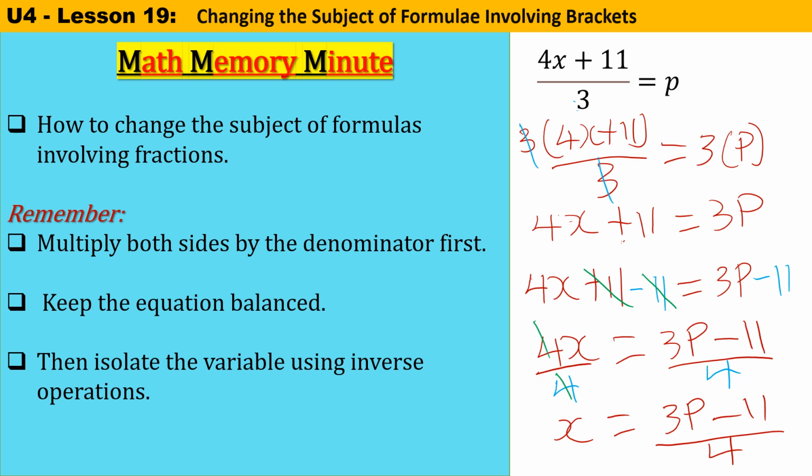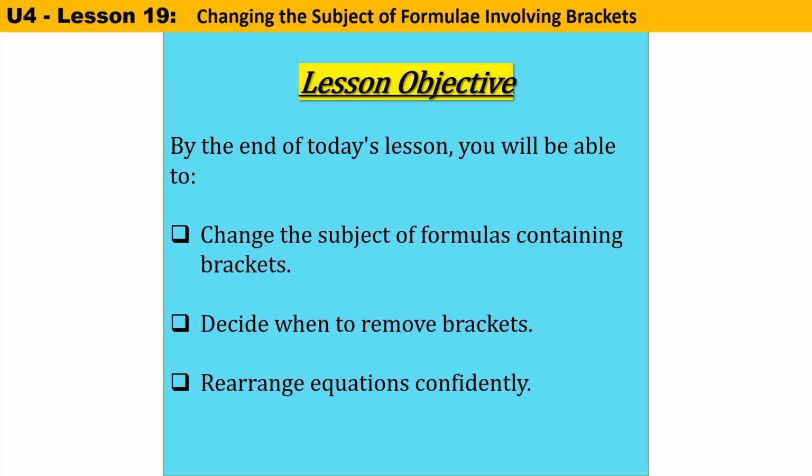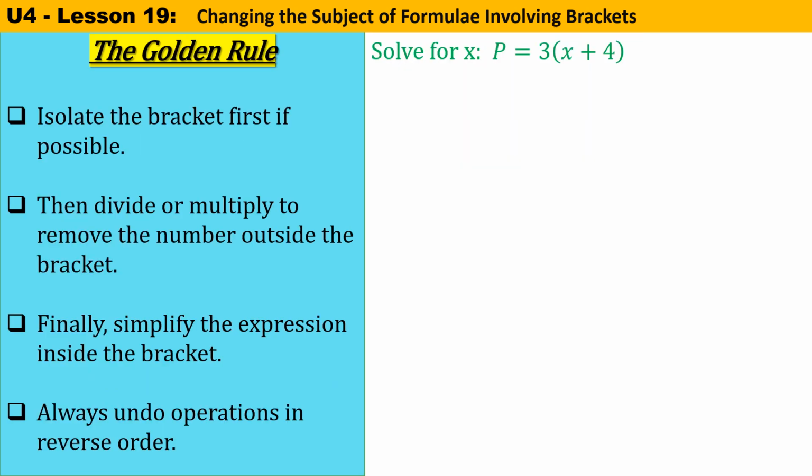So, lesson for today, and our objective is that by the end of this lesson you will be able to change the subject of a formula containing brackets, deciding when to remove the brackets, and rearranging equations confidently. So looking at our first example here, we need to solve for x, and we need to isolate the bracket. To do that, we simply divide, because here we are multiplying by 3. We need to divide by 3 on both sides in order to get the bracket to itself on one side.